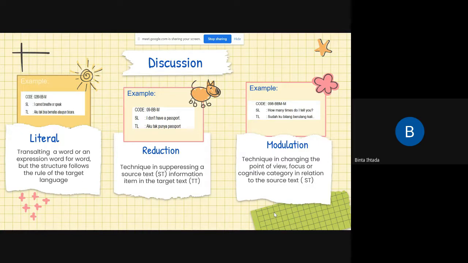So next is modulation. The example is "how many times do I tell you?" The target language translates it as "sudah kubilang berulang kali." The example above shows the modulation technique. The translator changes the point of view from the source language into the target language. The sentence "how many times do I tell you" in the source language is an interrogative sentence, while in the target language, "sudah kubilang berulang kali" is a declarative sentence. But both sentences have the same meaning.